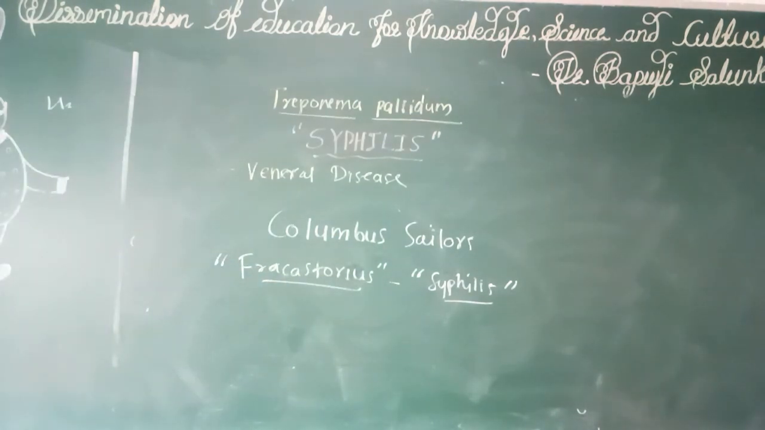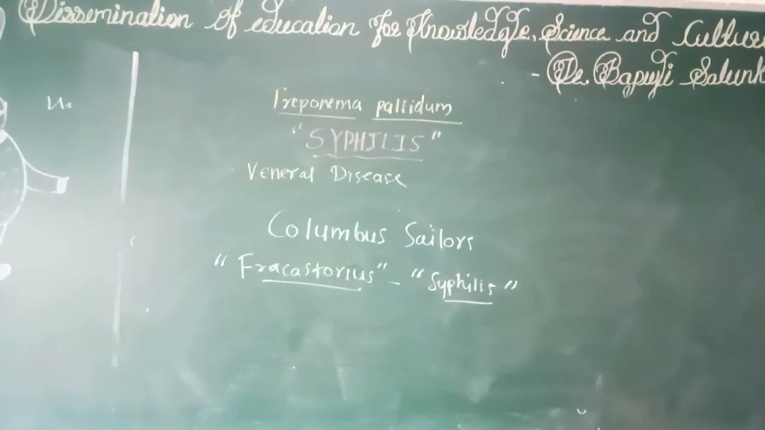Now what is the meaning of group specific antigen? It means this type of antigen is found in all species of Treponema, even including pathogenic as well as non pathogenic strains of Treponema. That's why it is called group specific. So we can say that this is a common antigen.